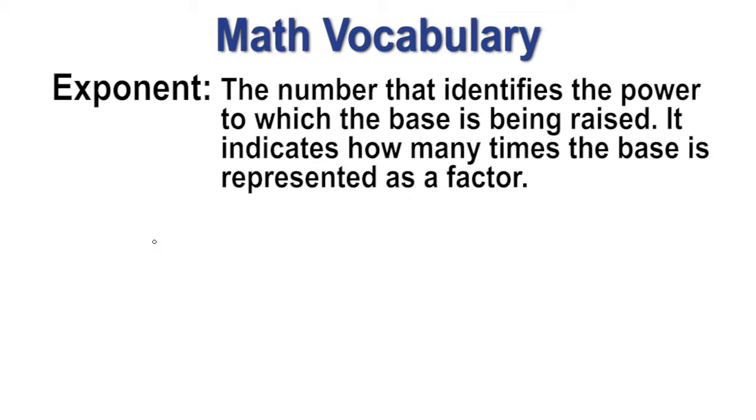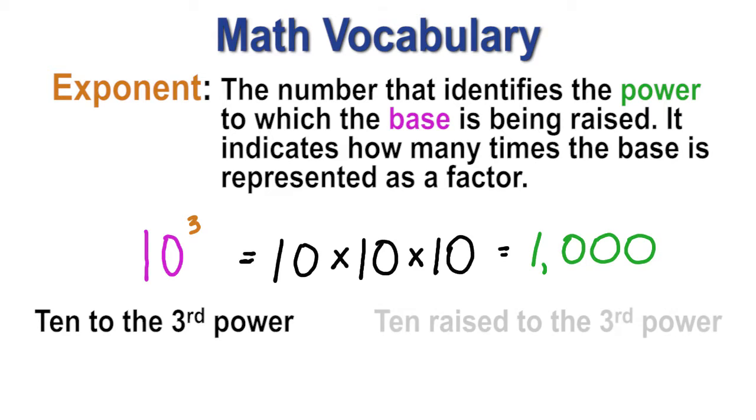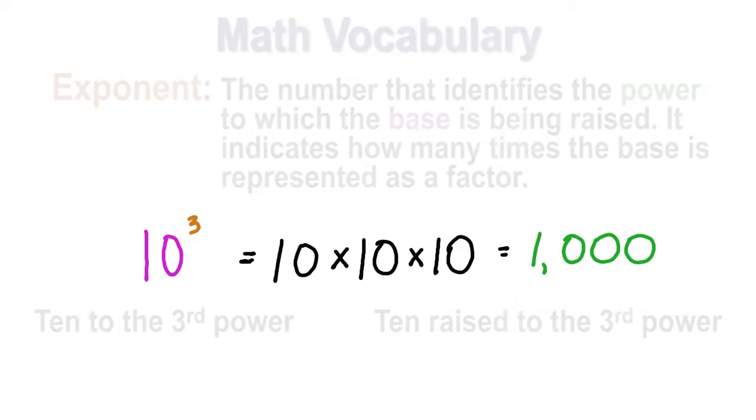For example, let's look at 10 to the third power. The base is 10, the exponent is 3, and the power is 1,000. There can be some confusion when it comes to discussing exponents. In this example, the 10 is the base and the 3 is the exponent. It can be read as 10 to the third power or 10 raised to the third power. The 3 identifies the power the base is being raised to.